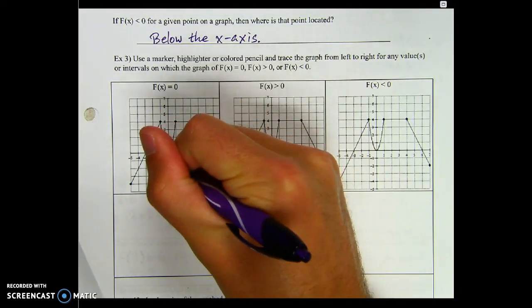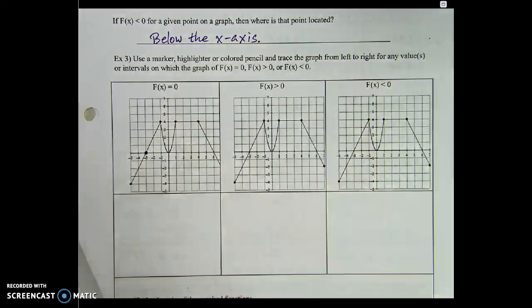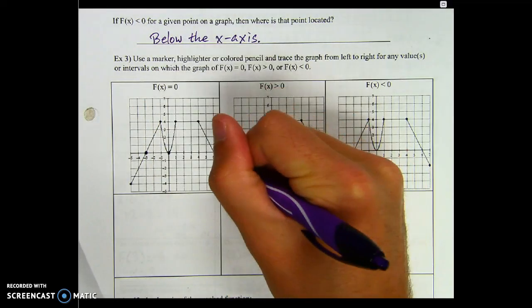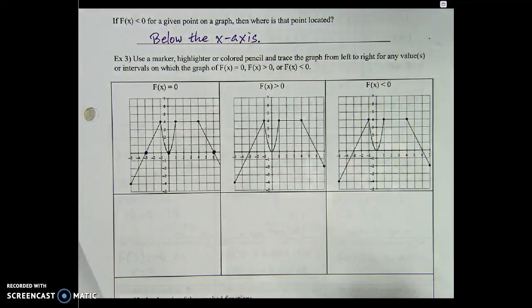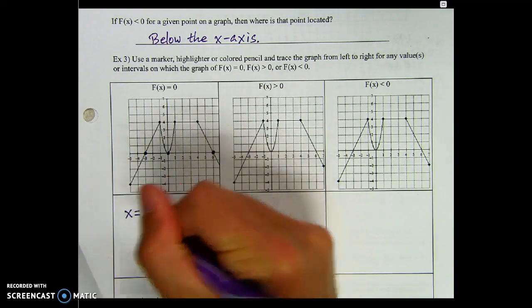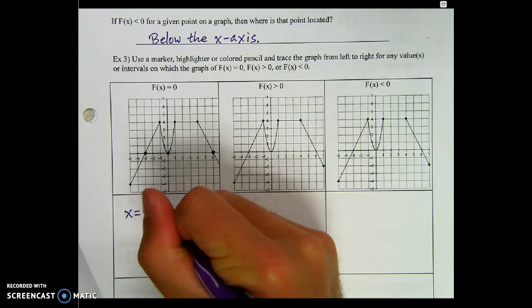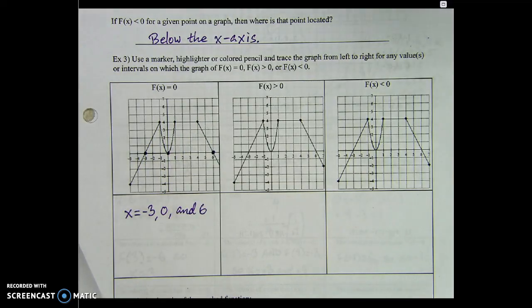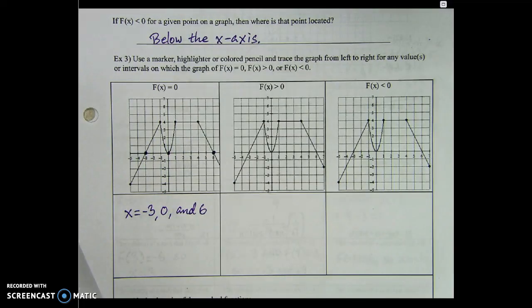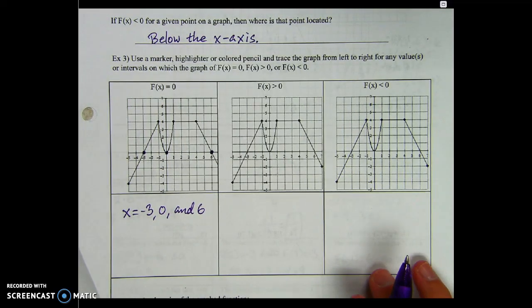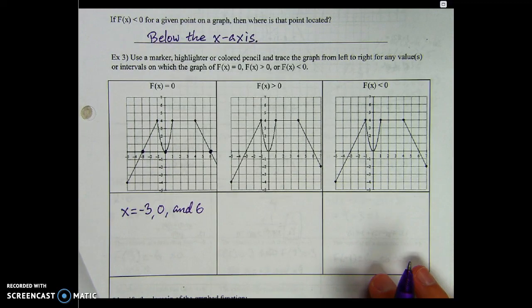We are exactly on the x-axis when x is -3, when x is 0, and when x is 6. So our solution is simply x equals -3, 0, and 6. Okay, not really a different way to write that using our fancy notation that we just learned yesterday or just a moment ago. We just have 3 values.